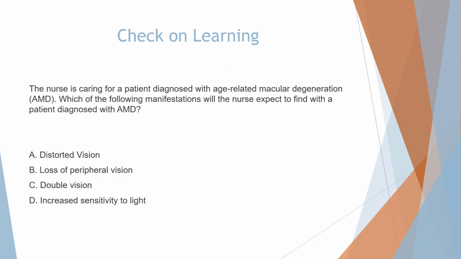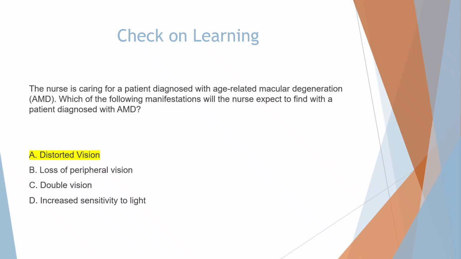Okay, I'm going to go on and we're going to look at the answer. Okay, the answer is distorted vision. So remember with AMD, we have distorted vision related to loss of central vision. So straight lines may look wavy. They also are going to have issues with vision in low light areas.